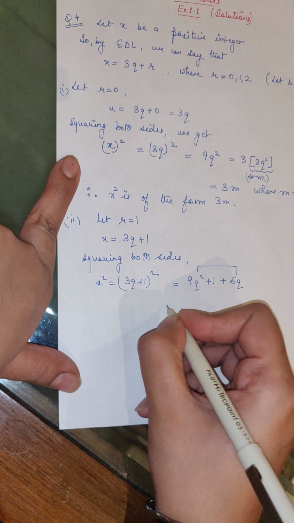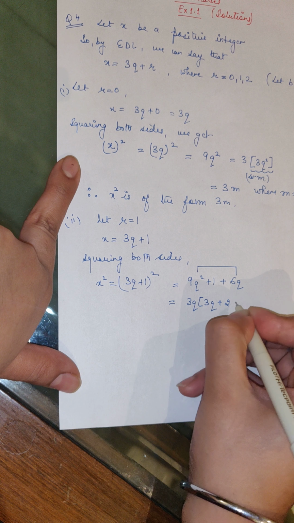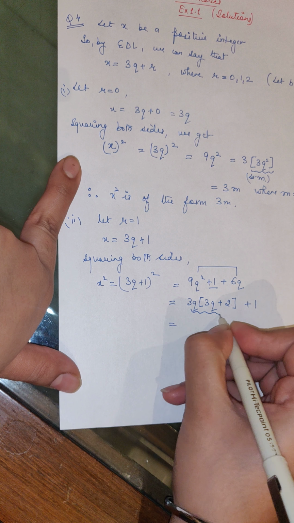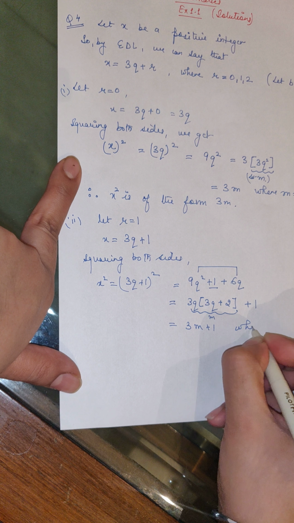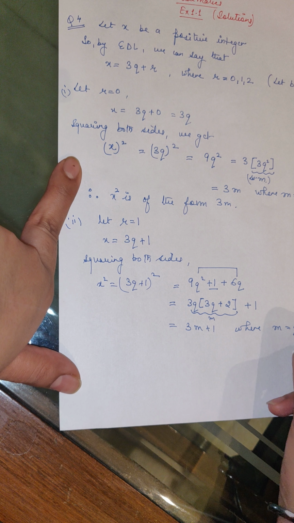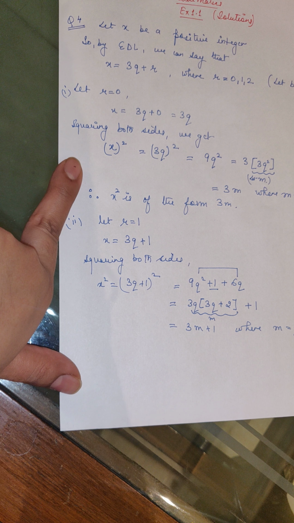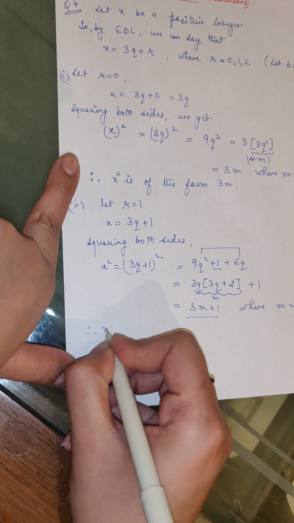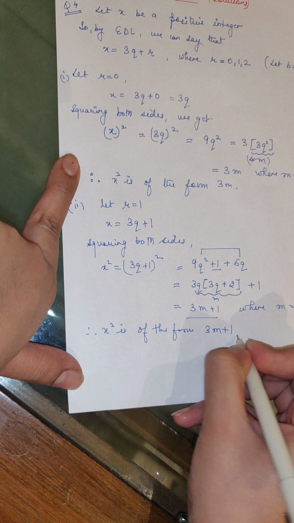So in these two terms, you can see your 3q is common. So it is 3q plus 2 and this 1 is left outside, right? Now if you take this bracket with this q as m, so you have 3m plus 1, where m is q into 3q plus 2, which is again an integer, okay? Because integers follow all the properties under multiplication, division, addition, subtraction, right? So this is also an integer. So this is of the form this. Therefore x square is of the form 3m plus 1 in this condition.